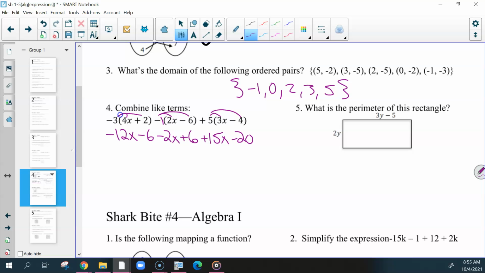Everyone's attention back up here. So distribute everything and then find your like terms. Negative 12 minus 2 is negative 14. Negative 14 plus 15 is positive 1x, or just x. Negative 6 plus 6 cancels each other out, and you're just left with minus 20.